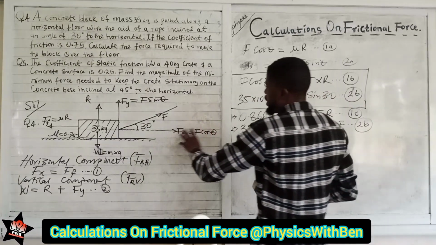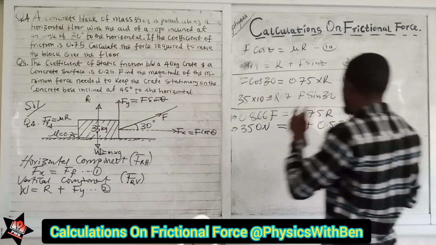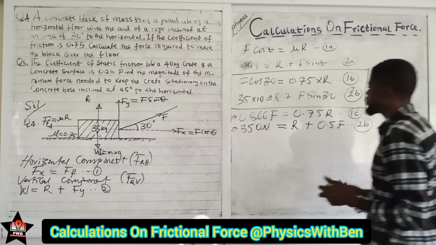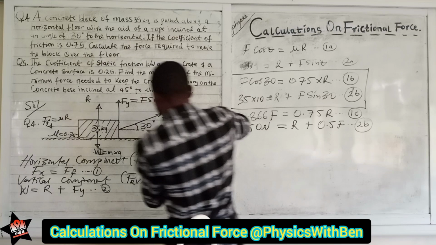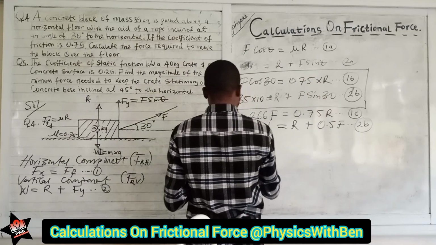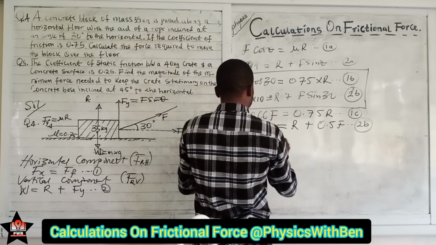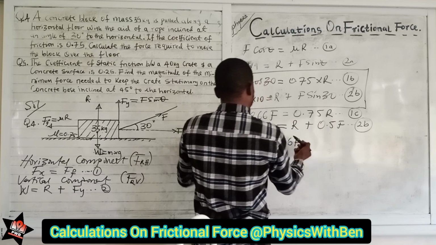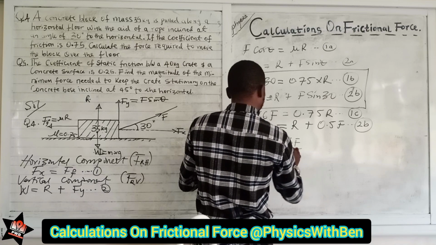Because both of them share a normal reaction now. So we're going to make R the subject of the formula in equation 1c, and then substitute back here to find the force, this particular force that will lift this load up. So from here we write that R is equal to 0.866 F divided by 0.75.